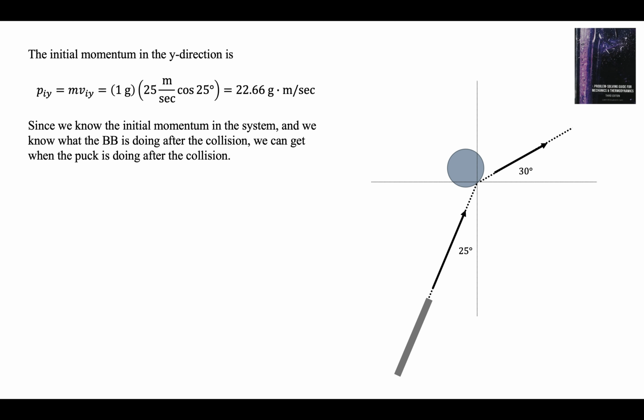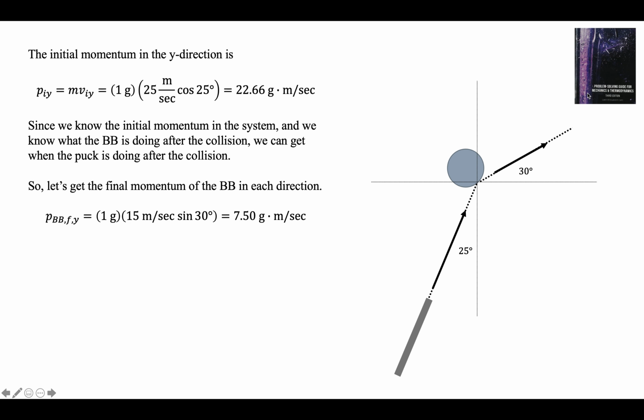It's the only thing that's moving initially. If we know what the BB is doing finally, we know that the initial momentum is equal to the final momentum, we can figure out what the puck's doing. So let's get the final momentum of the BB in each direction. We have 15 meters per second at 30 degrees. The y component is 1 gram, 15 meters per second sine 30, which is 7.5 gram meters per second up. In the x direction, it's also positive. 1 gram, 15 meters per second cosine 30, the adjacent side, and we get 12.99 gram meters per second.